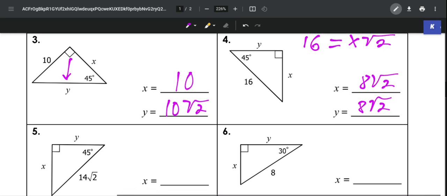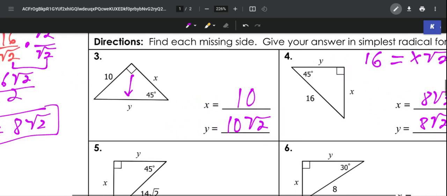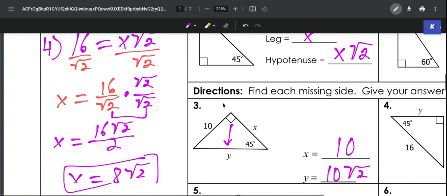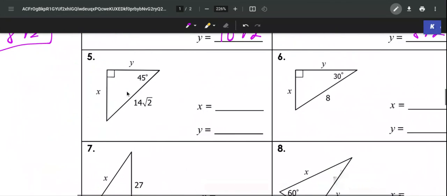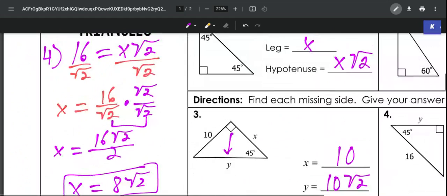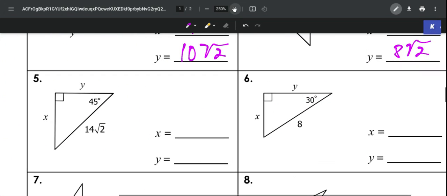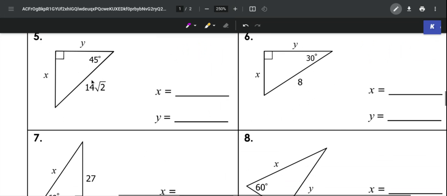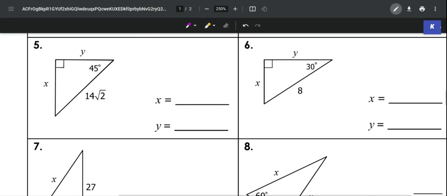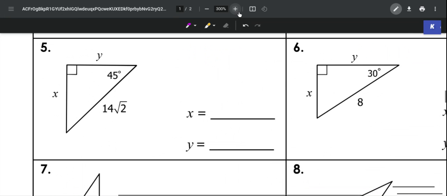Let's see. I'll work number 5 again. Make sure you get this written down over here, number 4, the work for it, because that can be a little bit confusing, so you may have to go back over it. We'll look at another problem for a 45, 45, 90. So on number 5, this one's a bit easier, but I'll show you the steps for it anyway.